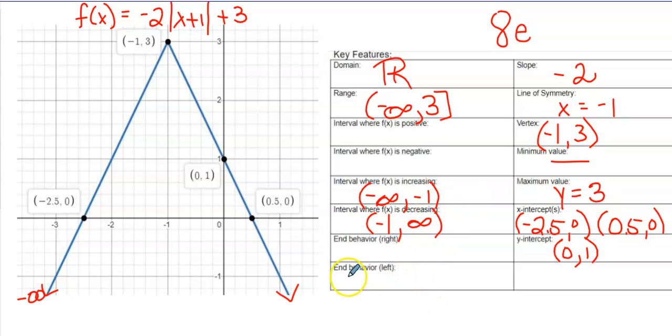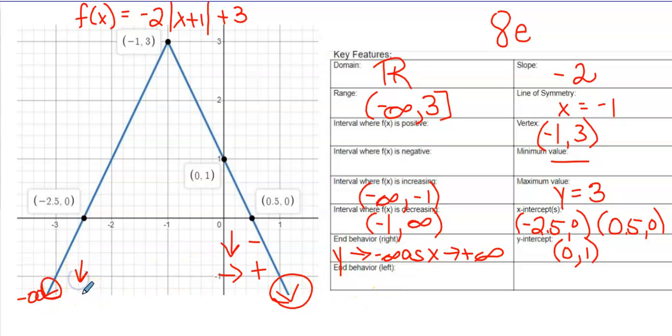All right, in behavior right. Let's look at this arrow. It's down and to the right. That's negative, positive. In behavior left, this arrow right here, down and to the left. That's negative, negative.